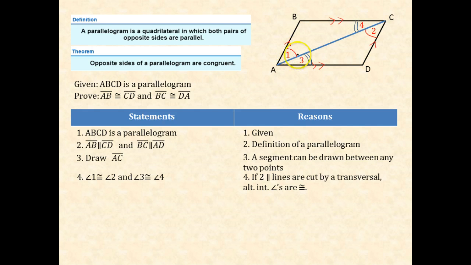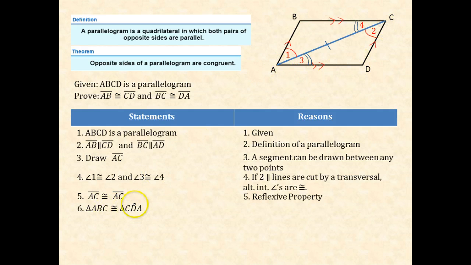I've got two angles, and look, they share segment AC. So if I say that segment AC is congruent to segment AC, why can I say that? That is the reflexive property. Now I would have angle, side, angle, and I can now say that triangle ABC is congruent to triangle CDA.